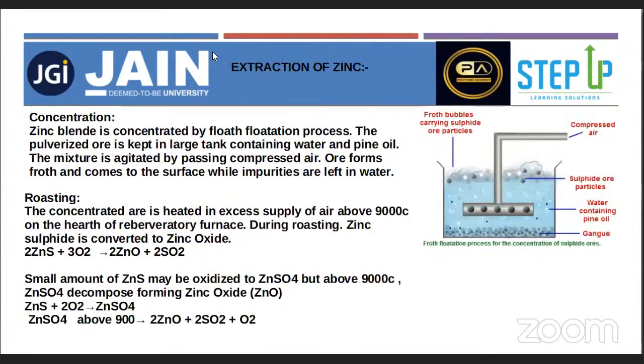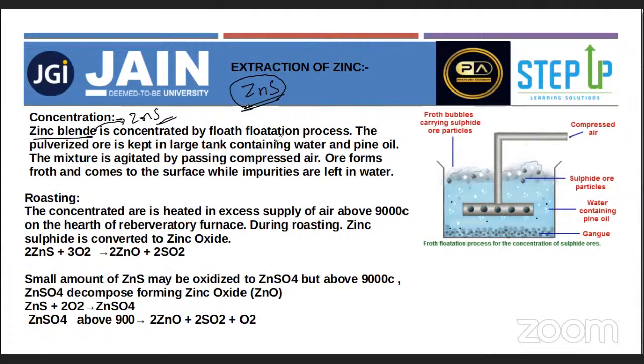Okay, the next method which we are supposed to read is about extraction of zinc. We have the concentrate, and we are trying to get zinc from zinc blende. Zinc blende is zinc sulfide. The name for this is zinc blende, so just remember this.